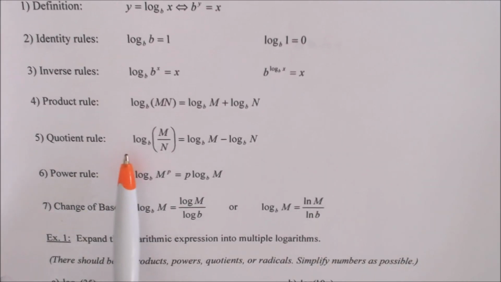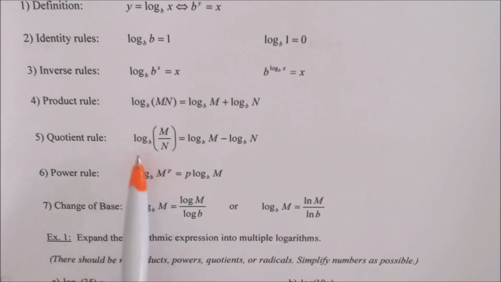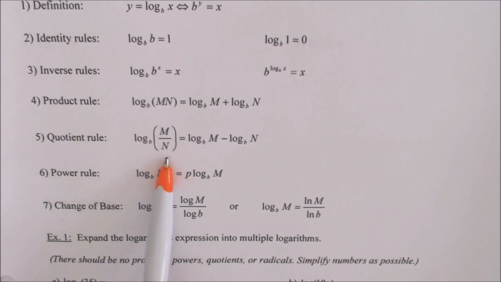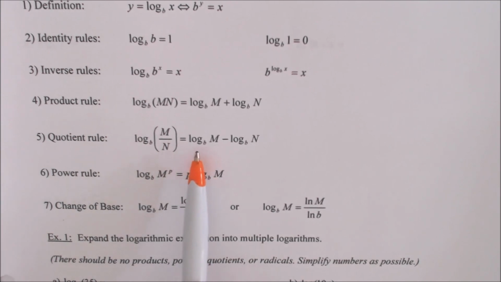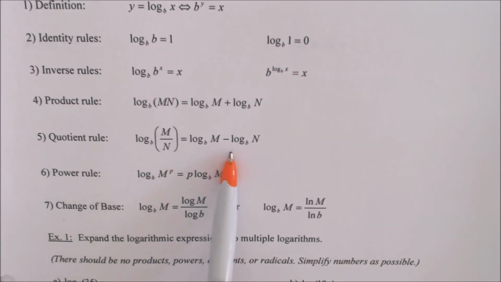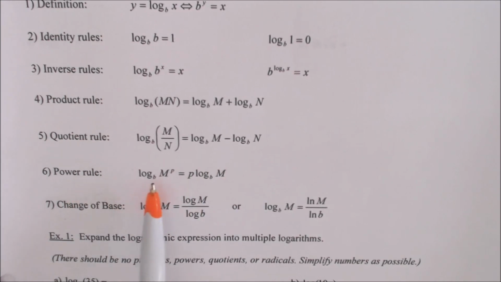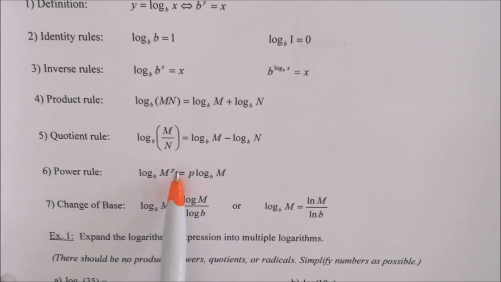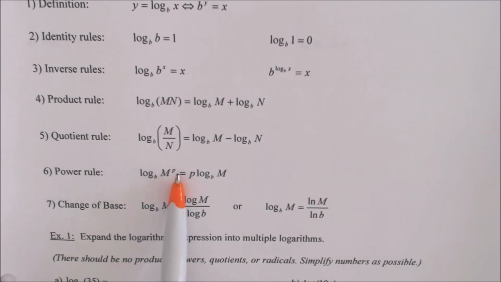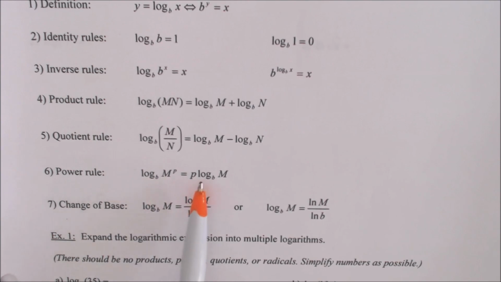The quotient rule says that if you're dividing something in an argument, log base b of m divided by n, that can be separated as log base b of m minus log base b of n. And then the power rule says that if you have log base b of m raised to a power, you can simplify that or expand that by bringing that power to the front of the log and writing it as p times the log base b of m, if p is the power.